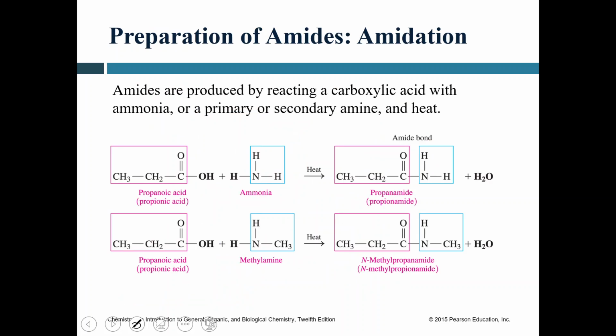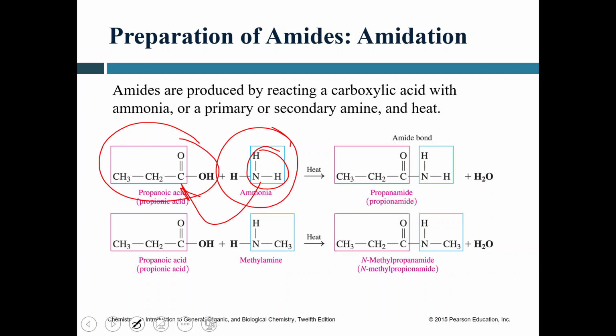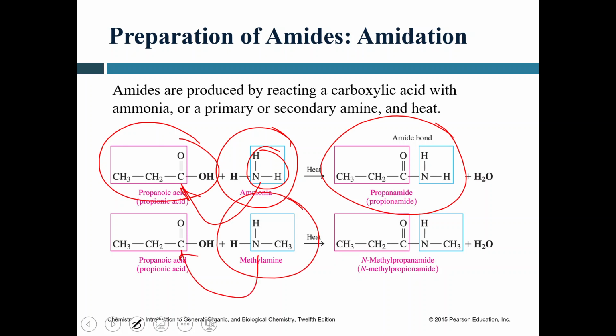Amides are produced by the reaction between a carboxylic acid and ammonia, or a primary or a secondary amine. You also have to heat them up. So for instance, here you have propanoic or propionic acid, which interacts with ammonia. The NH2 group replaces the hydroxyl group, forming propanamide or propionamide. In this case, instead of ammonia, we use methylamine, and there's an extra carbon, and now you have N-methyl, because this methyl is bound to nitrogen, propanamide.